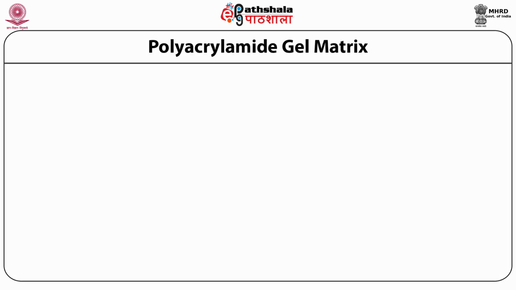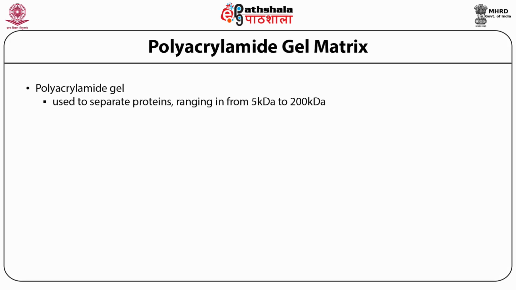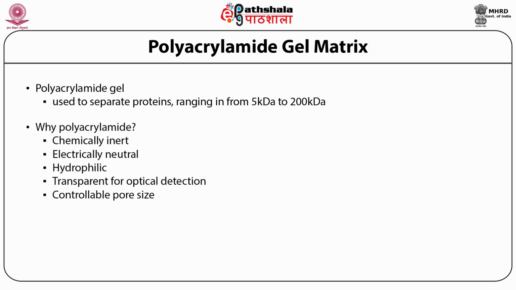We now try to understand about polyacrylamide gel matrix. The polyacrylamide gel matrix is used to separate proteins ranging from 5 kilodalton up to 200 kilodalton. What are the special features of the polyacrylamide gel matrix? They are chemically inert, they are electrically neutral, they are hydrophilic in nature, transparent for optical detection, and based upon the concentration of the acrylamide and the bisacrylamide used, you have a pore size that can be controlled.